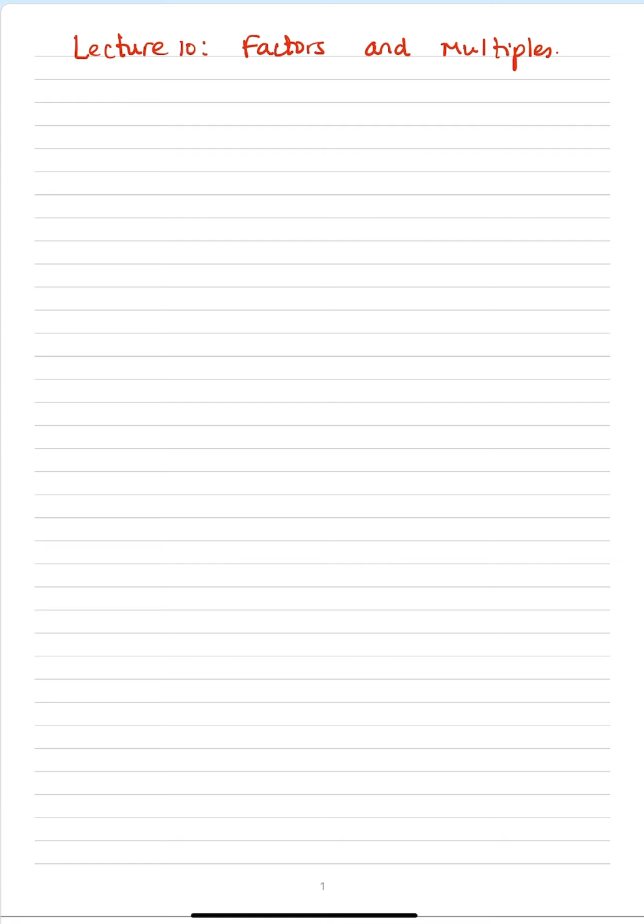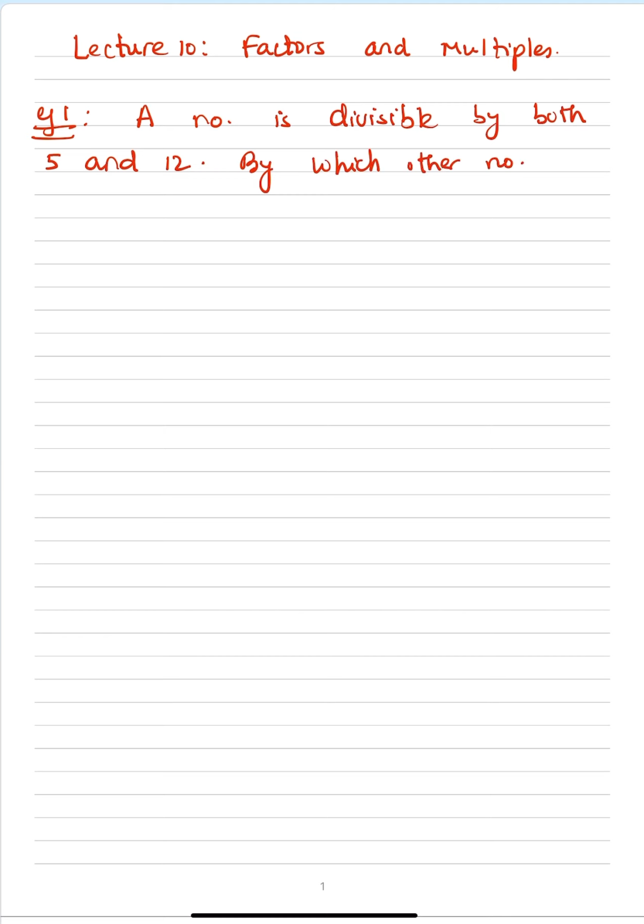Okay, so the first example is: a number is divisible by both 5 and 12. Then by which other number will that number be always divisible? Now see, let us understand the sum first.